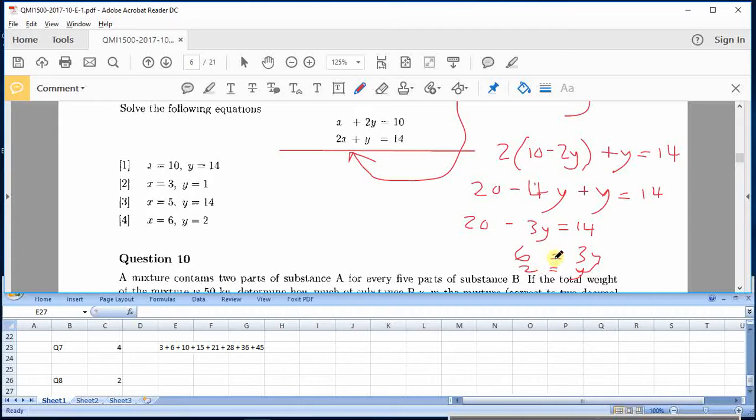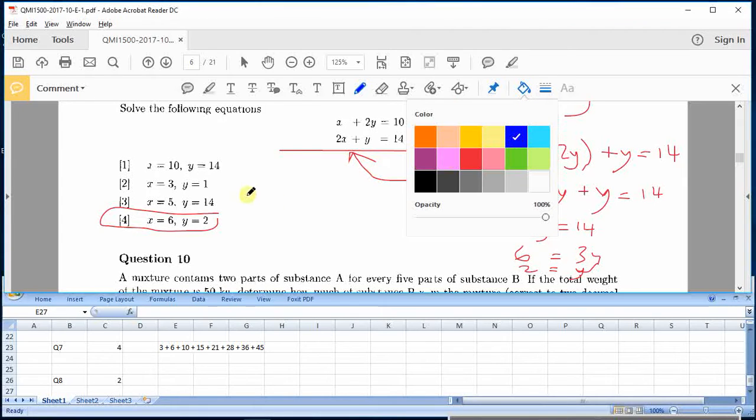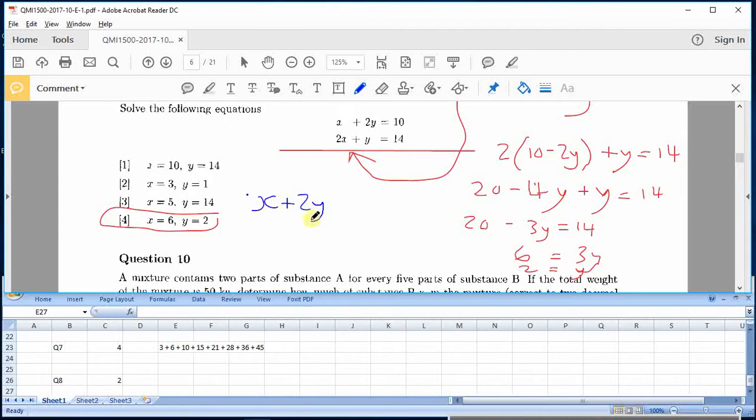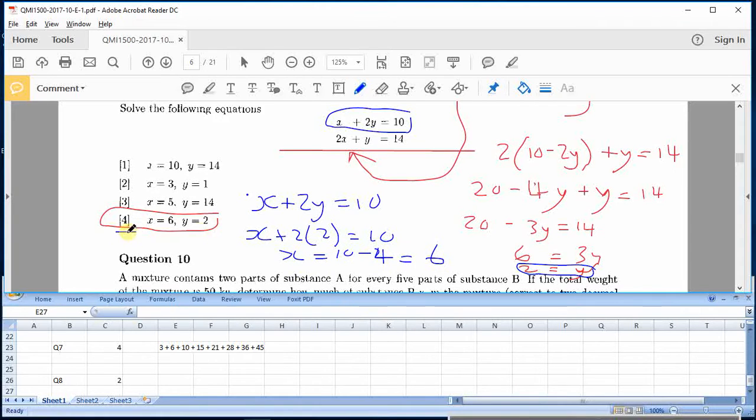Y equals 2. Basically we just made the one equal the other thing. So y equals 2, so already the answer must be 4. But if you want to know what x is, then you need to put 2 in. That is x plus 2y equals 10. Do you know what y is now? Y is 2. Yeah.